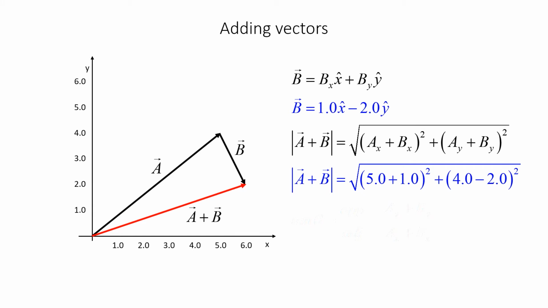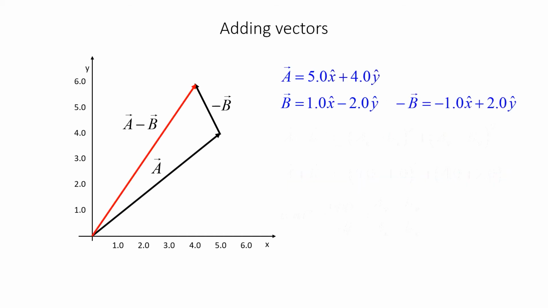The magnitude of the resultant vector is, again, the square root of the sum of the squares of the components. This time we've added the x components of the a and b vector and the y components of the a and b vector. We can also find the angle by recognizing that the tangent of theta is the opposite over adjacent, or ay plus by over ax plus bx.